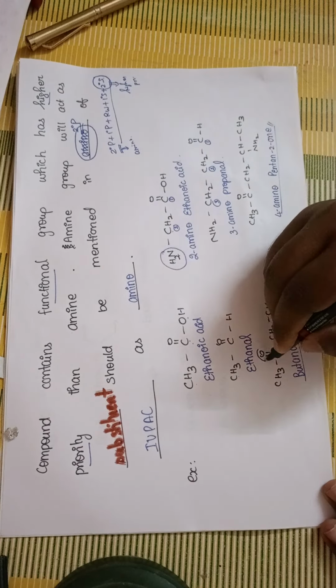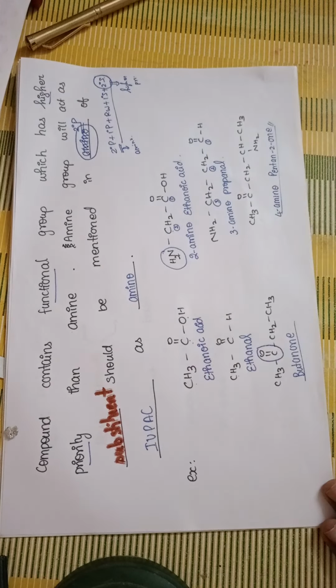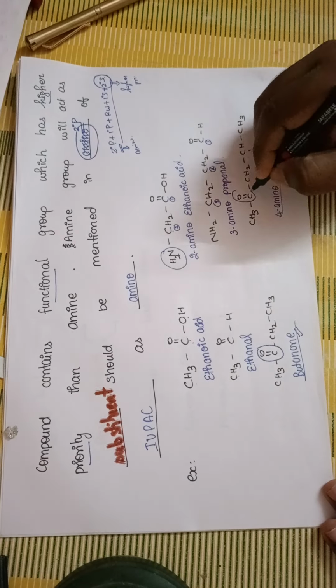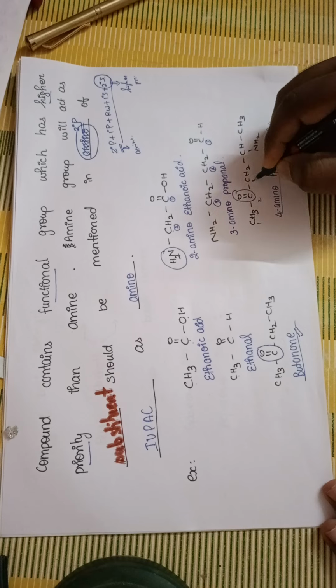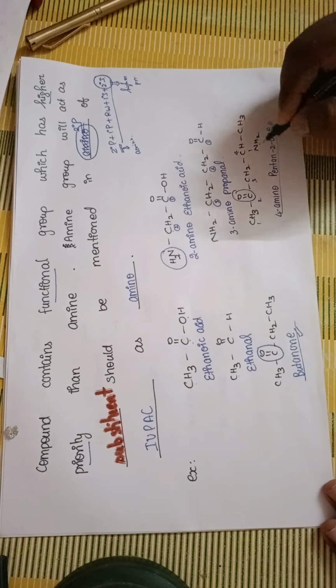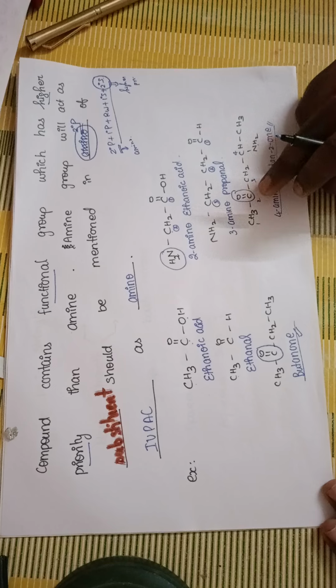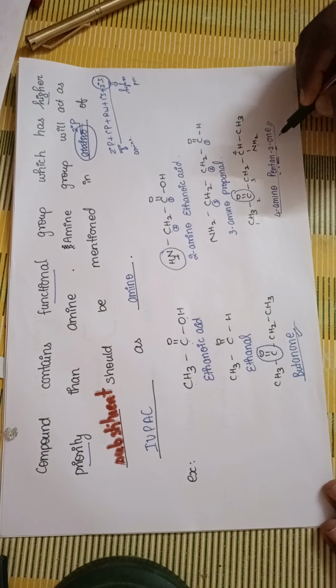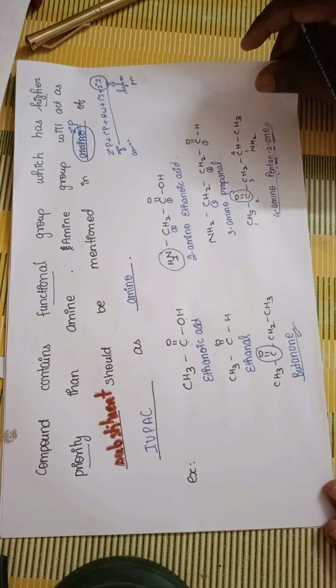Here the functional group is the ketone functional group. For the ketone functional group, the name should end with one. Here also ketone. So 1, 2, 3, 4. So 4-amino, 5 carbon in the longest chain, and the second carbon has the ketone functional group. Pent, 5 carbon in the longest chain, carbons have single bonds, ene. The second carbon has the ketone functional group. Is that clear?